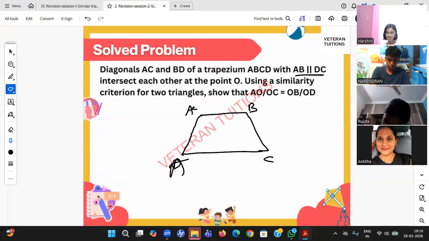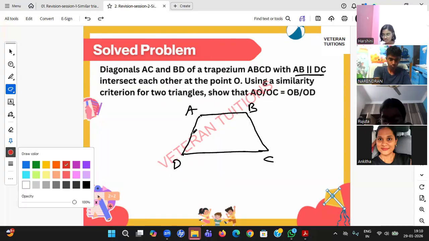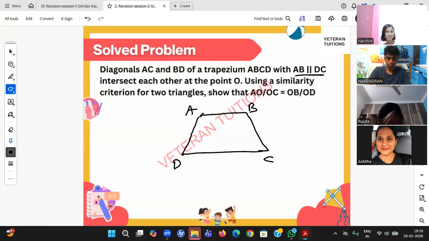Many students take something like this, and all your answers will be wrong. Please cross check which sides he is making parallel and take the name accordingly. And the diagonals he is speaking about, AC and BD, are intersecting at O.